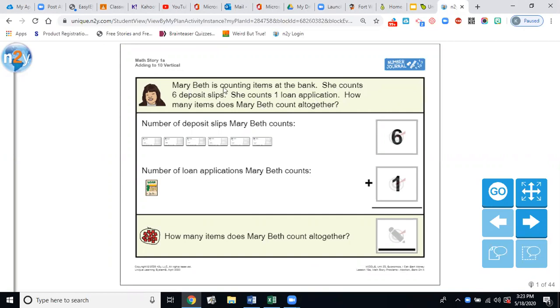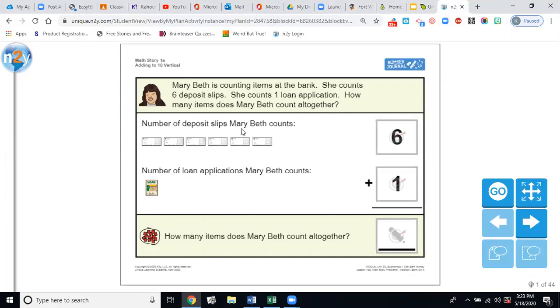Okay, Mary Beth is counting items at the bank. She counts 6 deposit slips. She counts 1 loan application. How many items does Mary Beth count all together? Okay, so between deposit slips and loan applications, we're going to count how many she has all together.